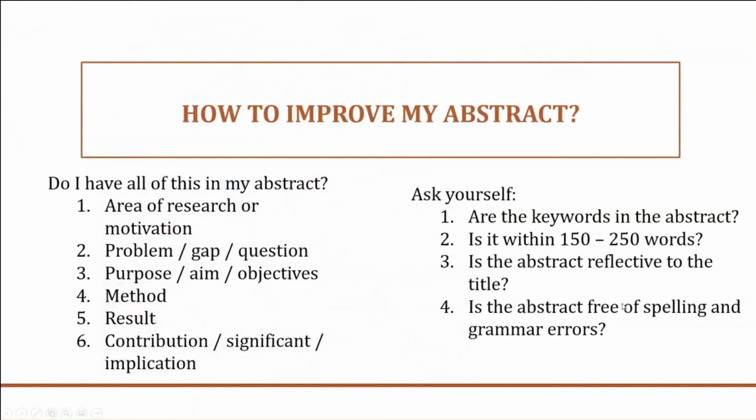So how do you improve your abstract? Again, you have to make sure you have the area of research and motivation, problem, gap, and questions, purpose, aim, and objective, method, result, contribution. You have to ask yourself, are the keywords in the abstract? Is it within 150 and 250 words? Is the abstract reflective of the title? Is the abstract free of spelling and grammatical errors?